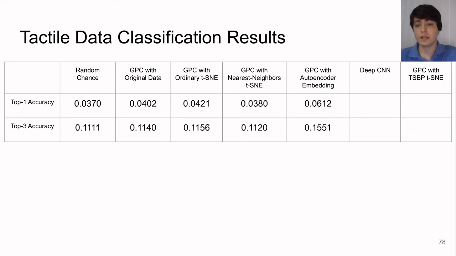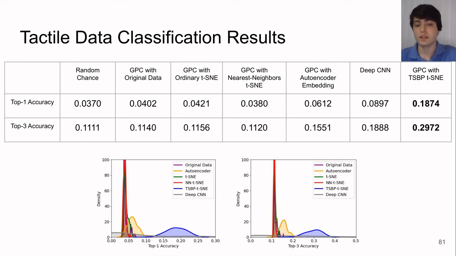Computing an autoencoder embedding does lead to slightly better results, and we get even better results if we use the deep CNN brought forward by Sundaram et al., although it still suffers from lack of data. The best results, however, the highest accuracy, come from a GPC trained on a tangent space belief propagation embedding. To ensure robustness of our results, we ran this experiment 100 times and averaged it. However, we've also plotted the results in a kernel density plot. As you can see, tangent space belief propagation consistently leads to the highest accuracy.